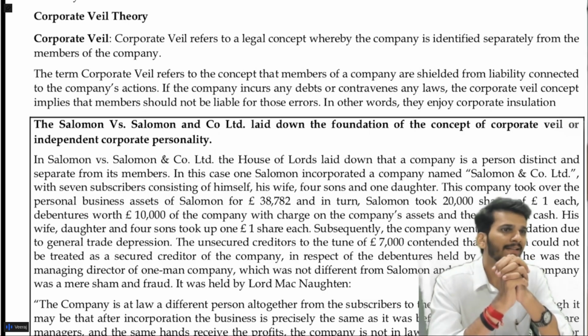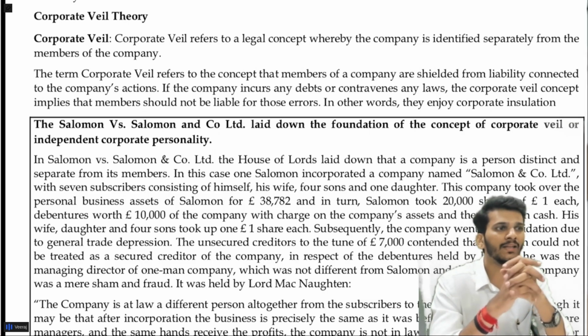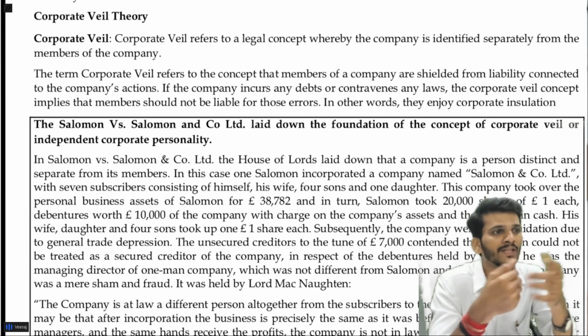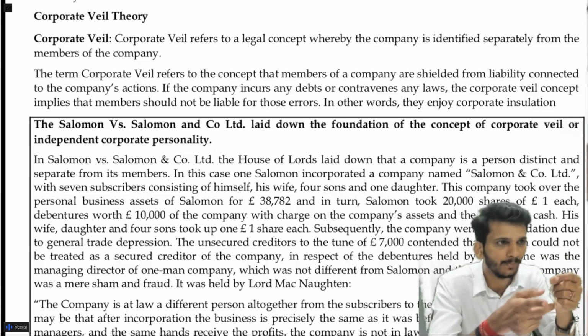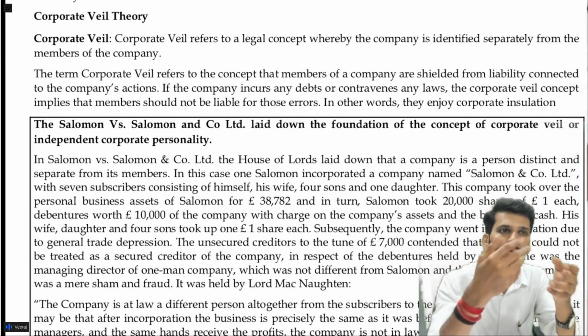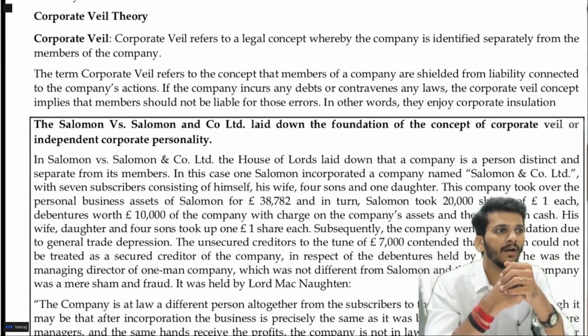But when I say company, for all the acts of the company, the company is liable. The company cannot do anything on its own because it is an artificial person. How can an artificial person go from one place to another, enter into an agreement, deliver goods, or borrow money? So then how will it happen?